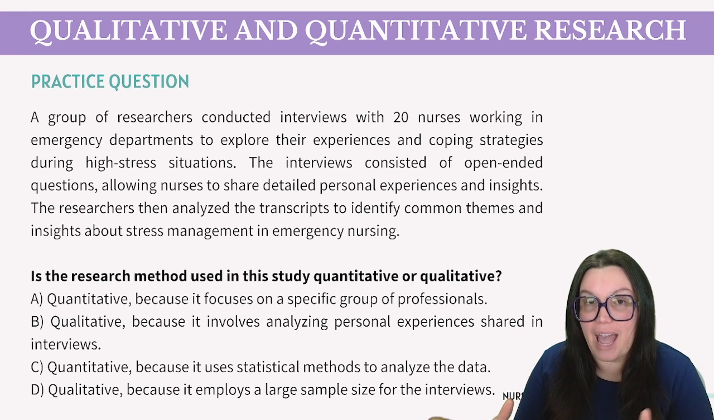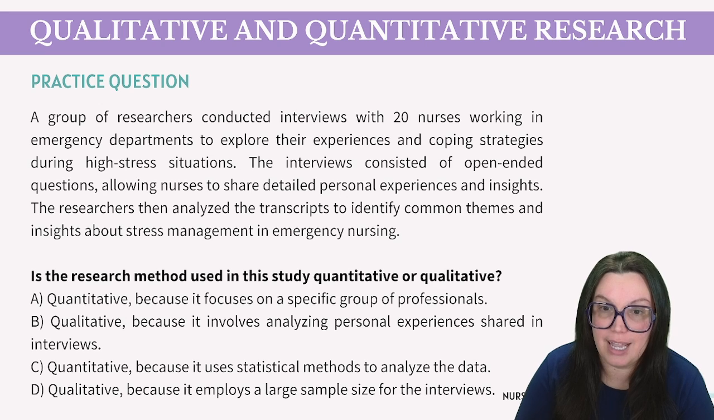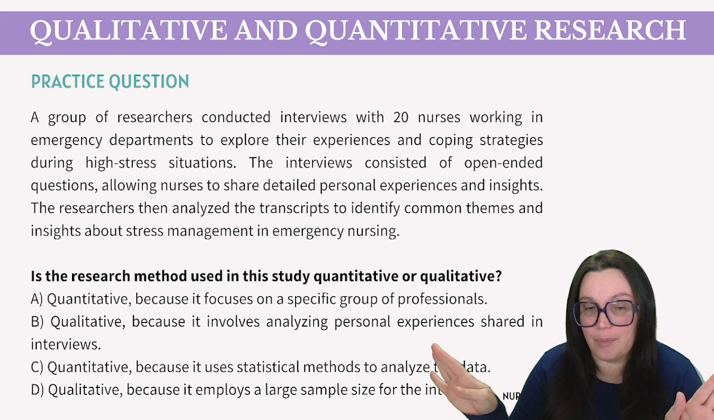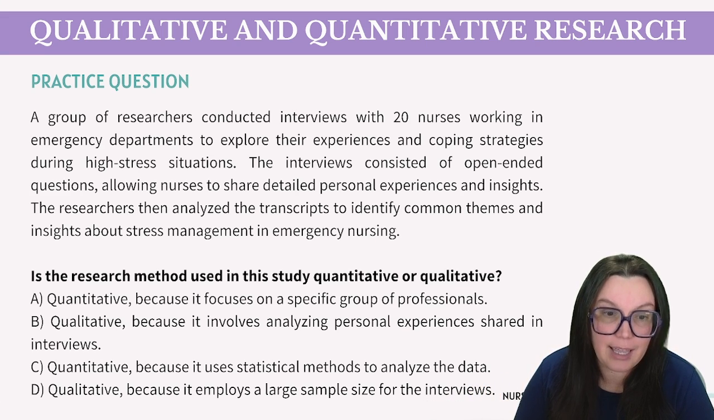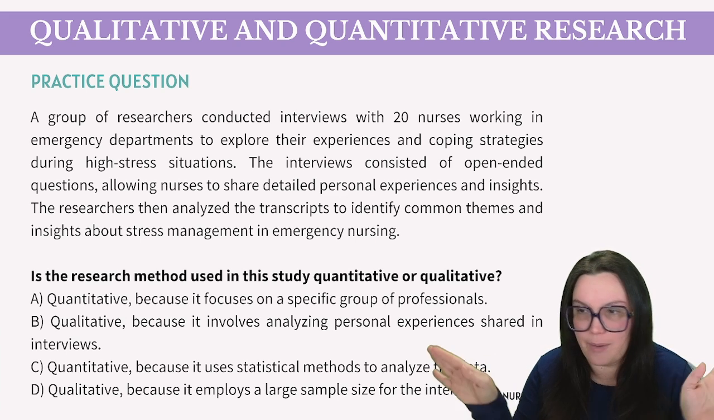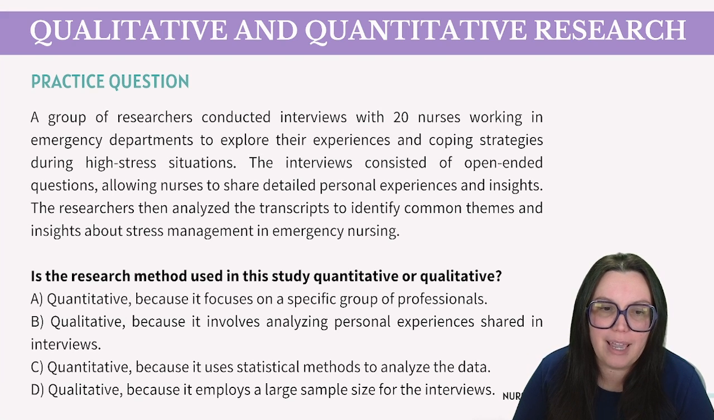So right off the bat, we have a qualitative study. We have a small group of nurses and they're looking at coping strategies and their experiences, and they're asking open-ended questions. So automatically we can eliminate anything about quantitative. So A, quantitative because it focuses on specific groups of professionals, we can eliminate that. And C, quantitative because it uses statistical methods to analyze data, automatically can eliminate that. We're looking at a qualitative research study. So we have B and we have D.